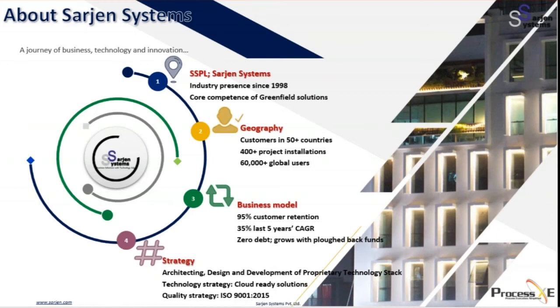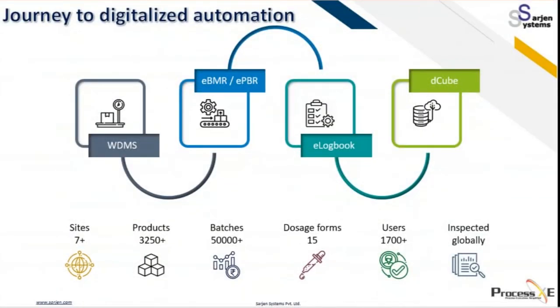The solutions we have in place are a digitized platform that turns your manual system into a digitized system. One is the weighing and dispensing system. Second is EBMR, the electronic batch manufacturing record, the electronic batch packaging record, and e-logbooks, which contain your operation, cleaning, and maintenance logs. Then there is DCube, a kind of data historian that can manage your data from equipment and has analytical tools to capture alarms and events. We have implemented the solutions at over 7 sites, covering 50,000 plus batches, with the ability to support more than 2,000 users, and inspected globally by MHRA and US FDA.